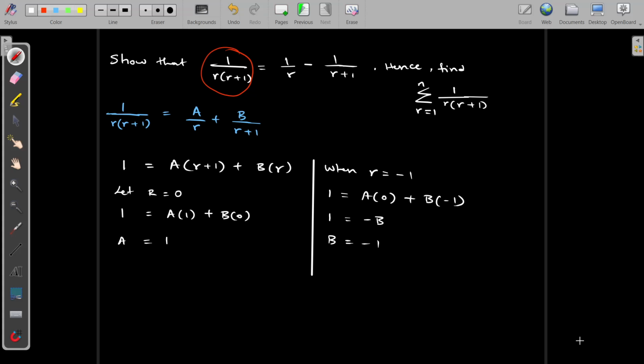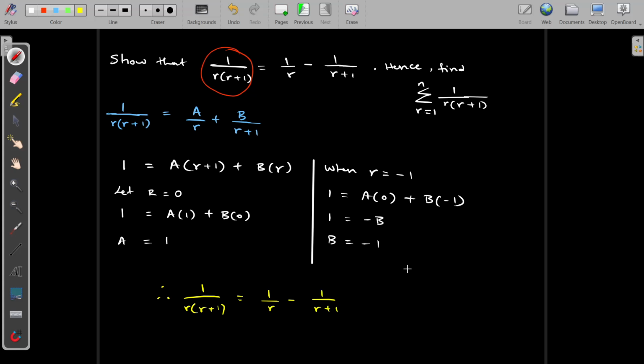Oh yeah, we're basically done, because they said we should show that. So for this part, we're just proving that this left-hand side is equal to this. So A would be 1, so let's replace it with 1 here, and the negative 1 as B. So therefore we would have proven that 1 over r(r+1) is equal to 1 over r minus 1 over r plus 1.